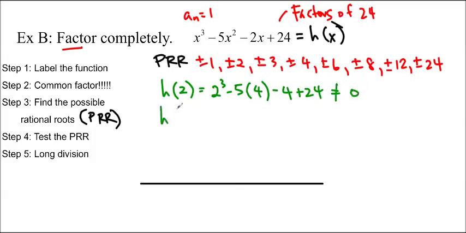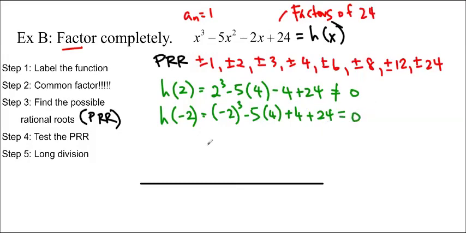And then h of negative 2, you can plug that in as well, so it becomes negative 2 cubed minus 5 times positive 4 minus 4, this is plus 4 plus 24, and this is negative 8 minus 20 plus 4 plus 24, which is 0. So that means that x plus 2 is a factor. So you can stop as soon as you find a factor because oftentimes you just need to do the 1, and you'll see why in a little bit.